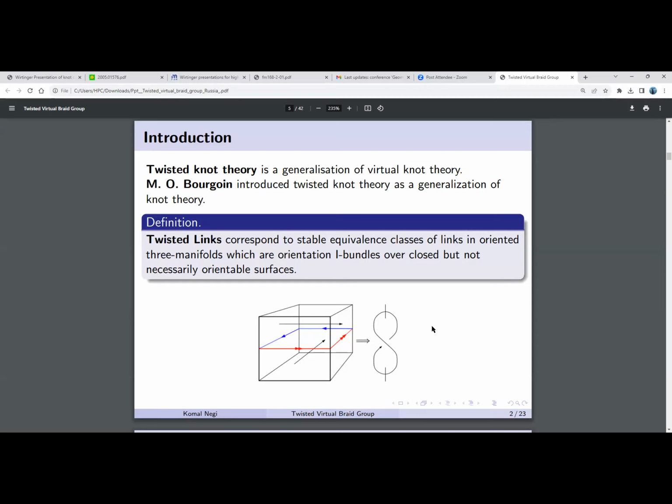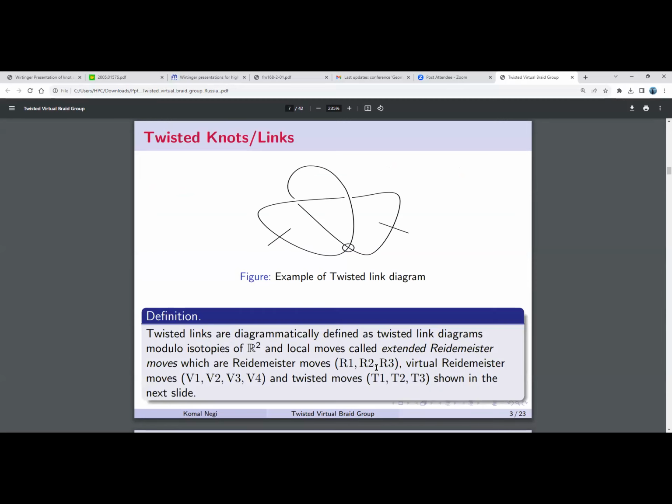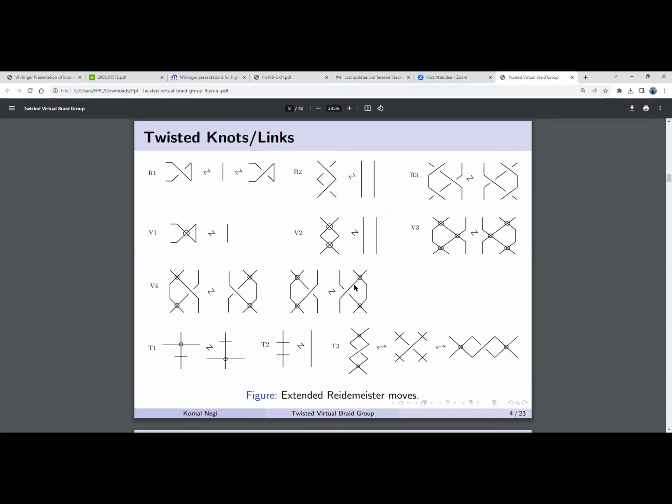We generally study knots and links through their diagrams. Similarly, we will study twisted links by their diagrams only. This is one example of a twisted link diagram. Twisted links are diagrammatically defined as twisted link diagrams modulo isotopy and local moves called extended Reidemeister moves. So these are the moves.